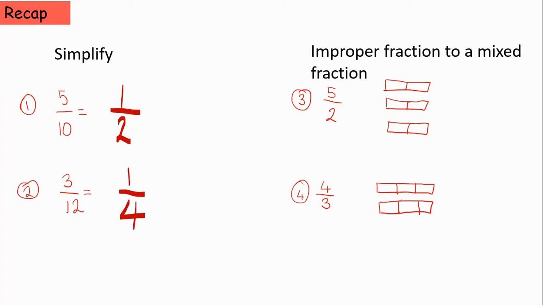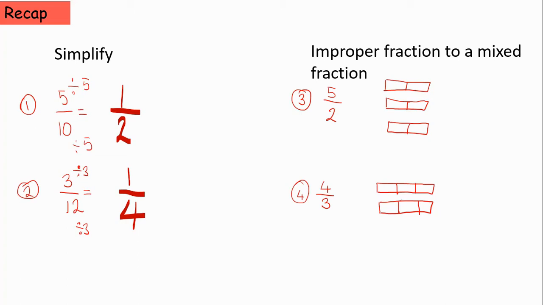I could very easily also do the following. Knowing that 5 and 10 are in the 5 times table, I could divide the top and the bottom numbers by 5, and again I'd end up with 1 over 2. And knowing that 3 and 12 were in the 3 times table, I could divide the top and the bottom numbers by 3, giving me 1/4.